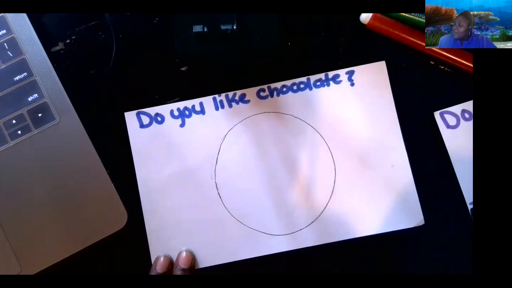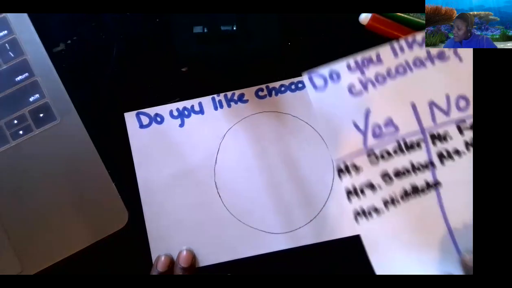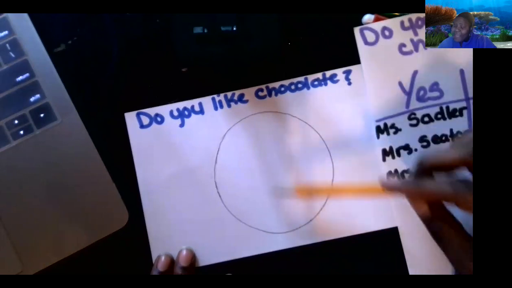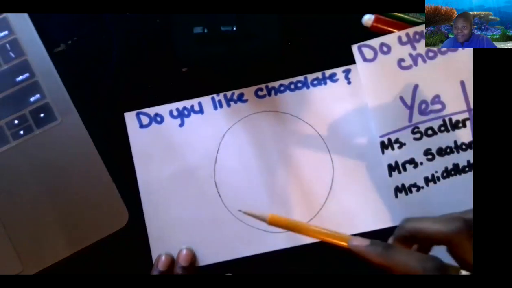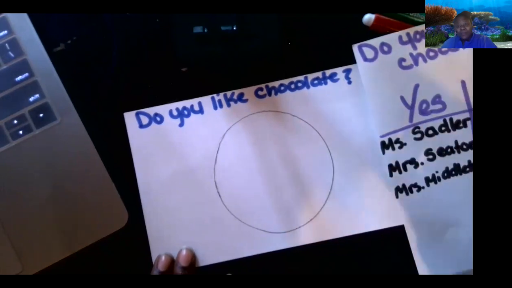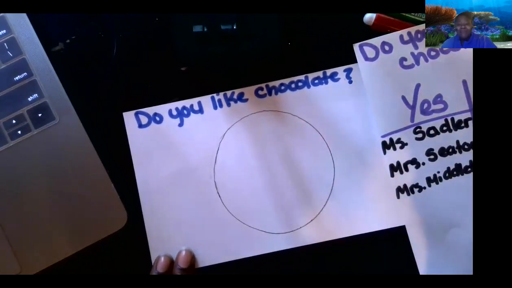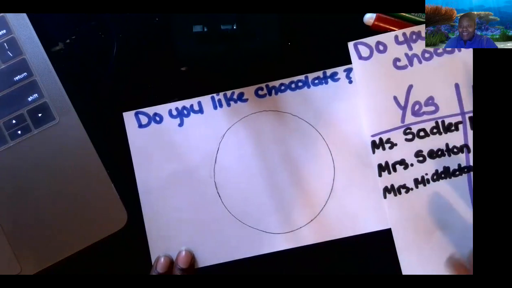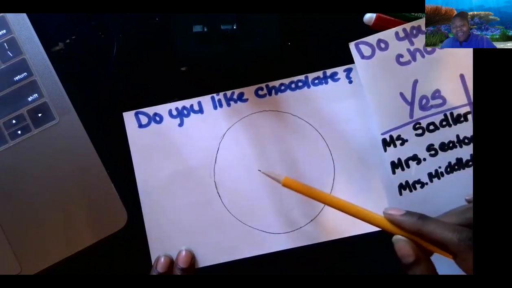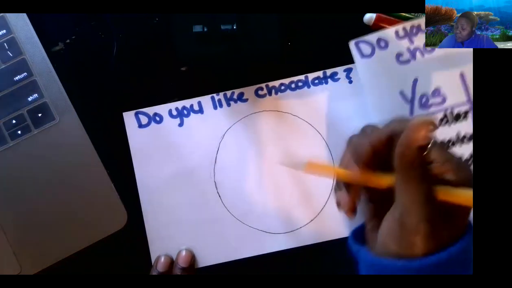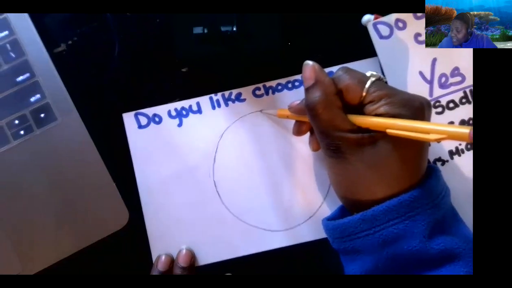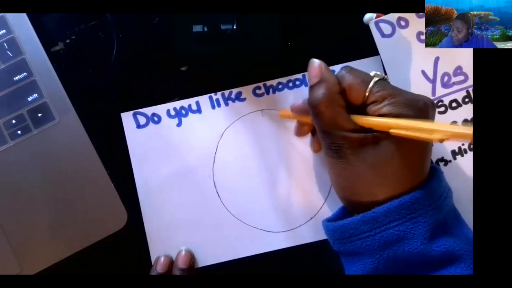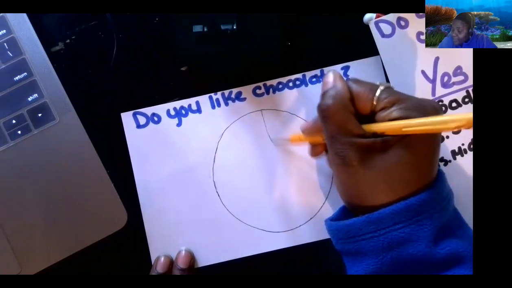And so let me go back and look at my survey here, because when I make my slices into my pie, I want to make sure that my slices are accurate and that it represents the number of yeses or the number of nos. And since I know I had more teachers that said yes, I know that slice of my pie needs to be larger. So let's see. Maybe if I go, and I'm just freehanding it, doing my best.